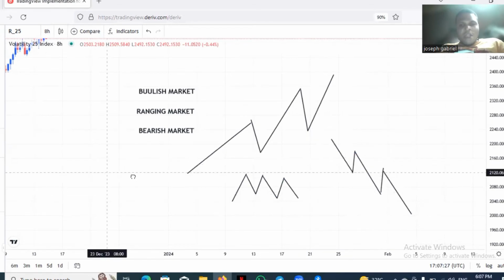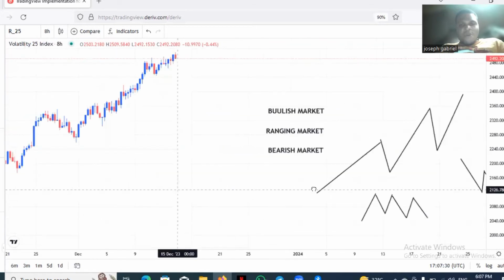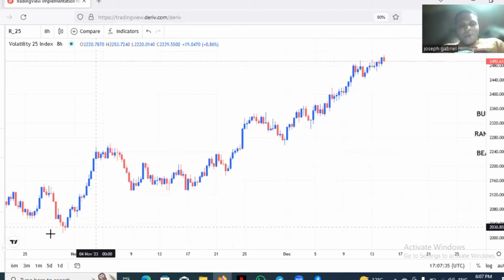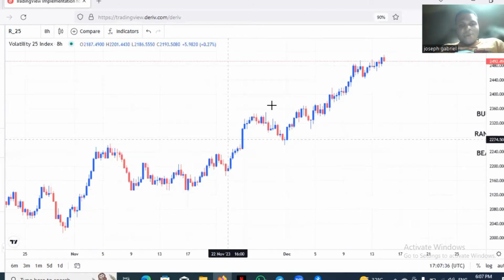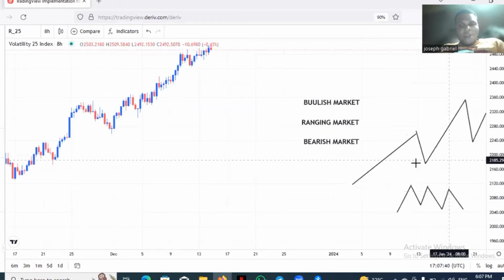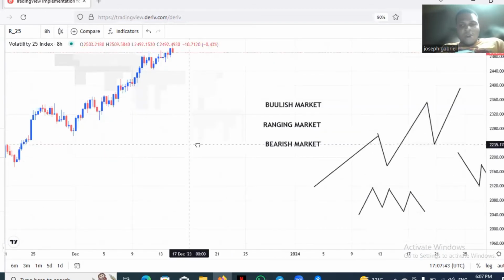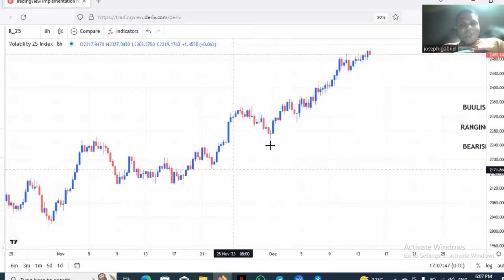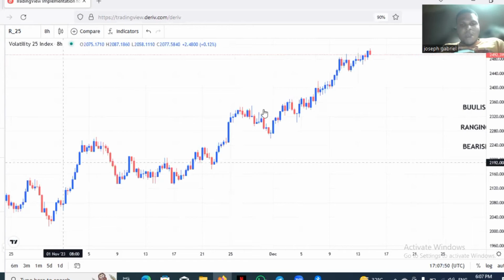Now you can see, guys, this one for instance, the market is going bullish. You can see how the market is moving. The same thing with this one. Can you see this now? It's saying the same thing as this one I drew here. This market is buying. That's what I can see. So you can see a bullish market.